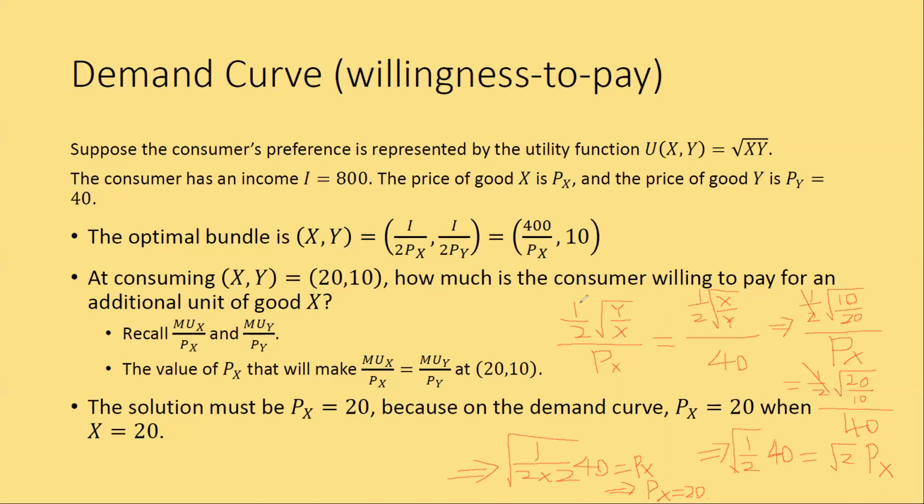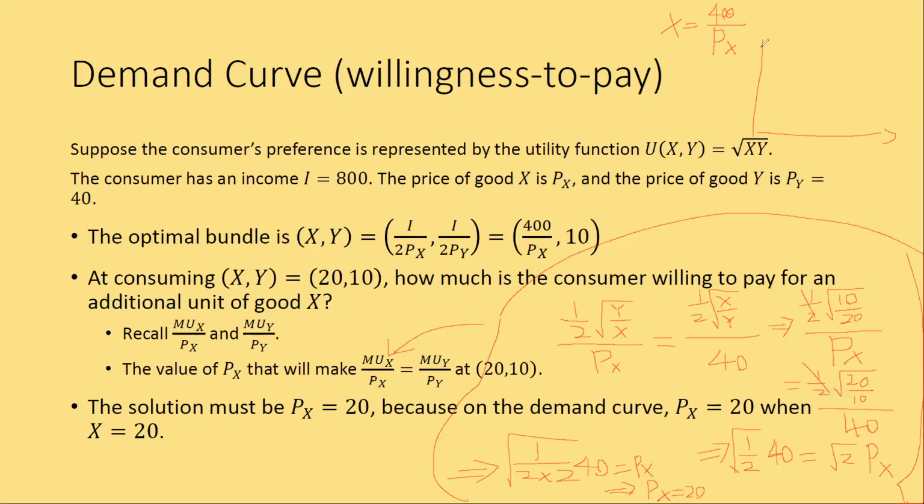All right, so all of that that I did over here is solving this equation. And as I was saying, I know that because (20, 10) is an optimal consumption bundle, the solution must be Px equals 20, because on the demand curve, Px equals 20 when x equals 20. So what is the demand curve? Let me draw it over here. The demand curve is basically x equals 400 divided by Px.